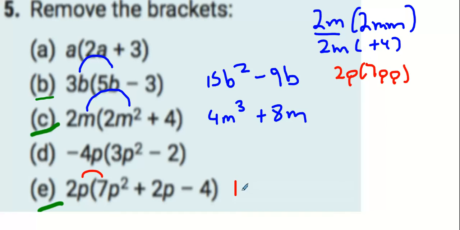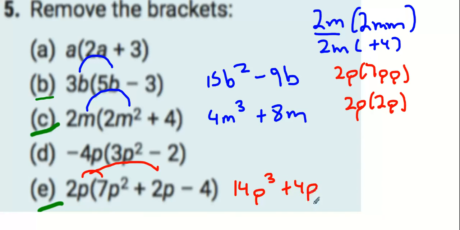So 14p. Okay. And then 2p multiplied by 2p. Yeah, squared, because you only see 2 of them, don't you? Okay. And then finally the next one, 2p by minus 4. Minus 8p.